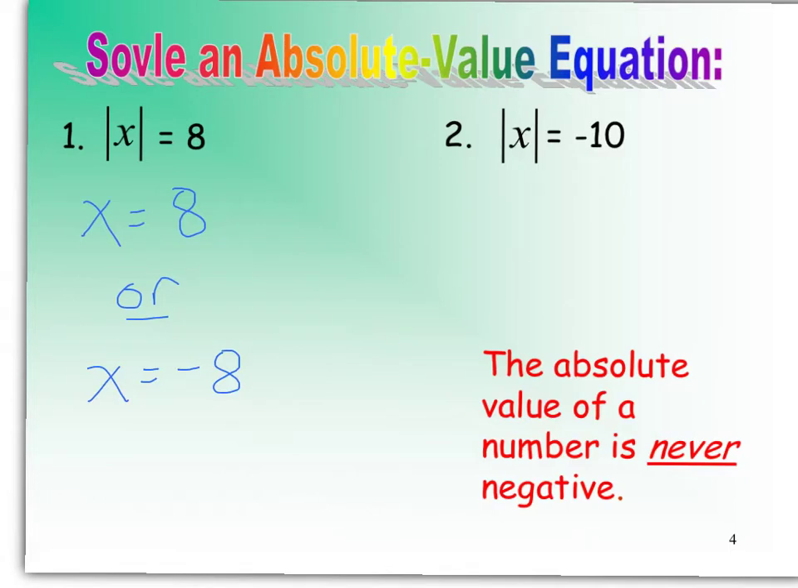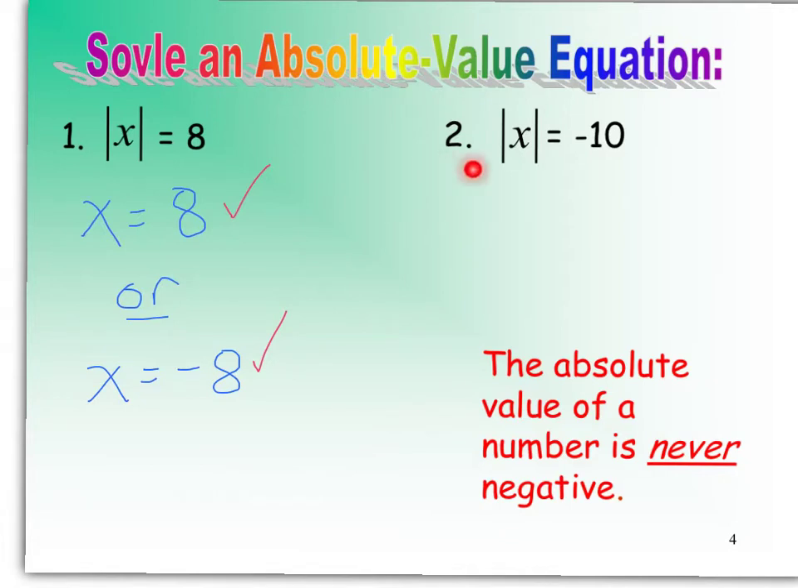Because if x is 8, think about it. If we have an 8 here, the absolute value of 8 equals 8. Or if we had a negative 8 here, the absolute value of negative 8 equals 8. So in this particular situation, we have two possible solutions for x.